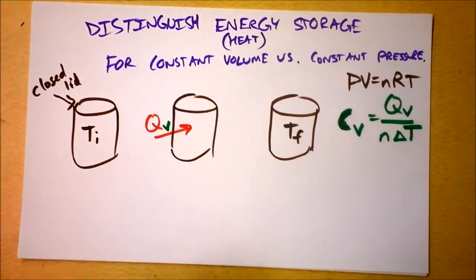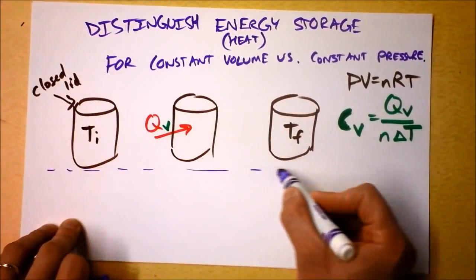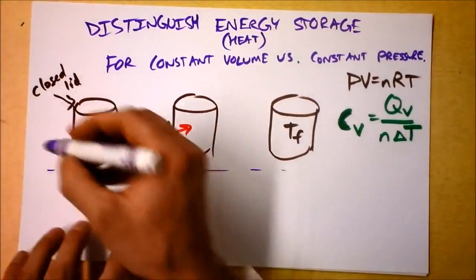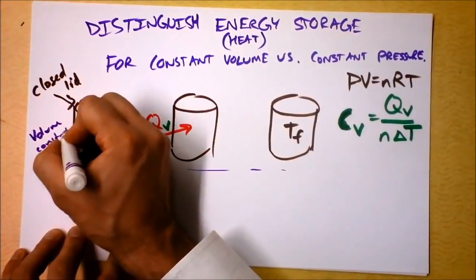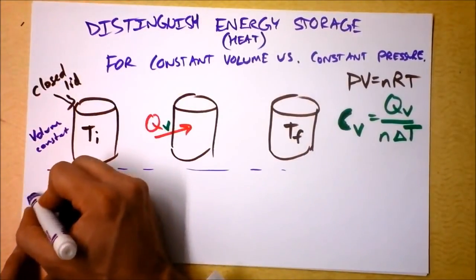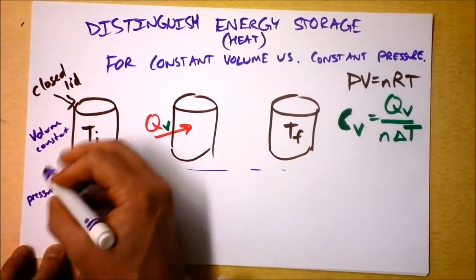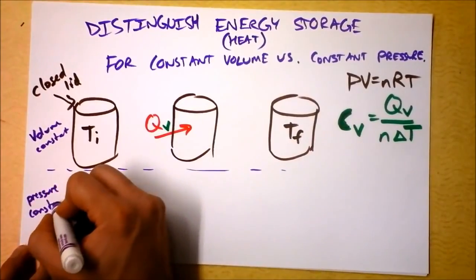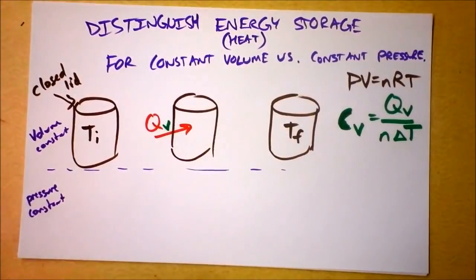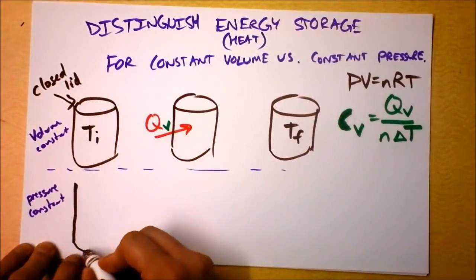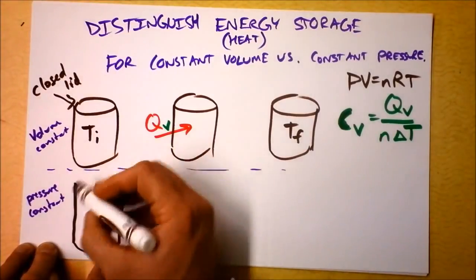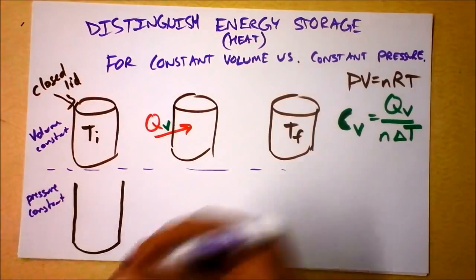But the next situation I want to explore is, put a little dotted line right here. This is constant volume. And the next one I want to explore is constant pressure. One way to keep pressure constant would be to put a movable, frictionless piston on top of my system. So I'll do that, and the piston will be purple.